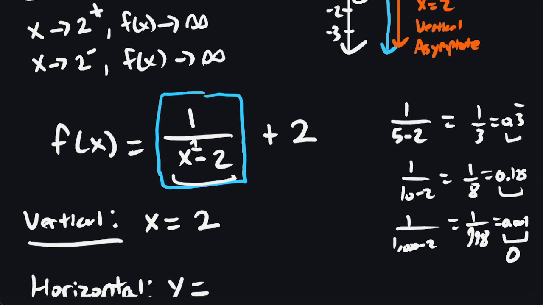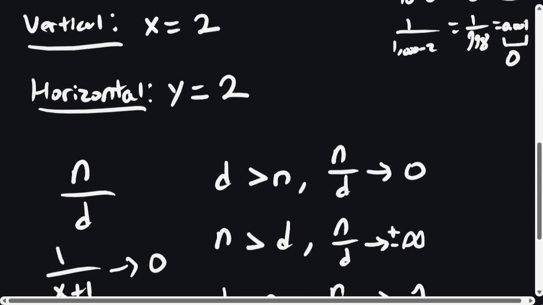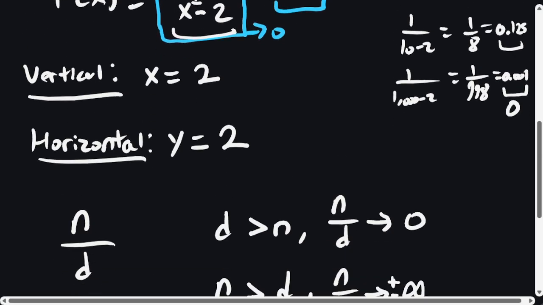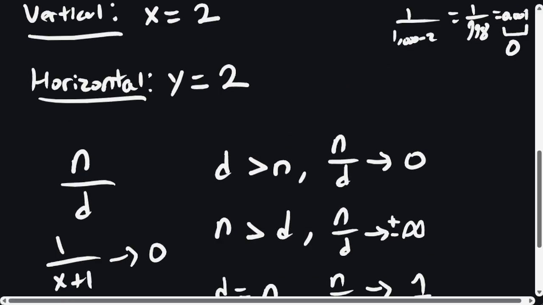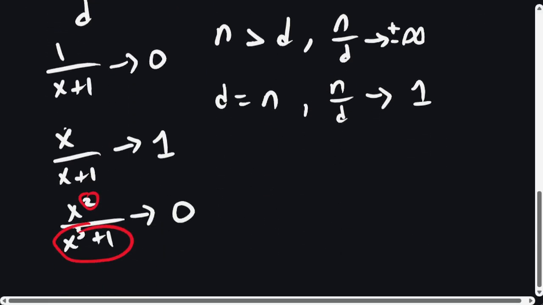1 over x minus 2 will approach 0. So if this approaches 0, we're just left with 2. That's all we have left. So that means our horizontal asymptote is at y equals 2. There we go. So those are our two asymptotes for f of x. And let's just go through one more example together.